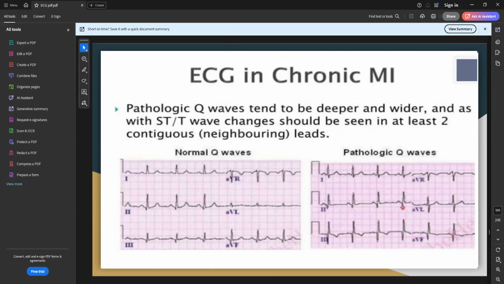Here you can see the Q wave. See, this is the Q wave. This is the Q wave. Here a very prominent Q wave is there.